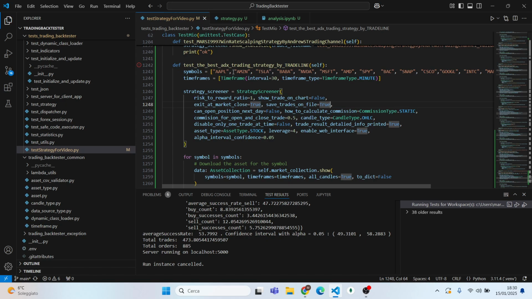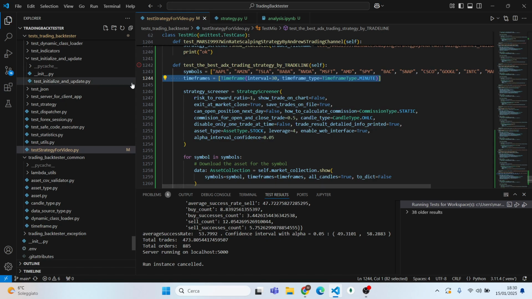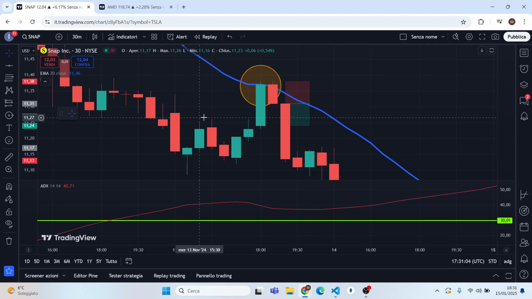I'm going to backtest this strategy on these stock symbols on the 30-minute time frame. So let's jump on the chart and see some examples. Okay, as we can see, now we have a short one. But first of all, what you will need to trade this strategy.